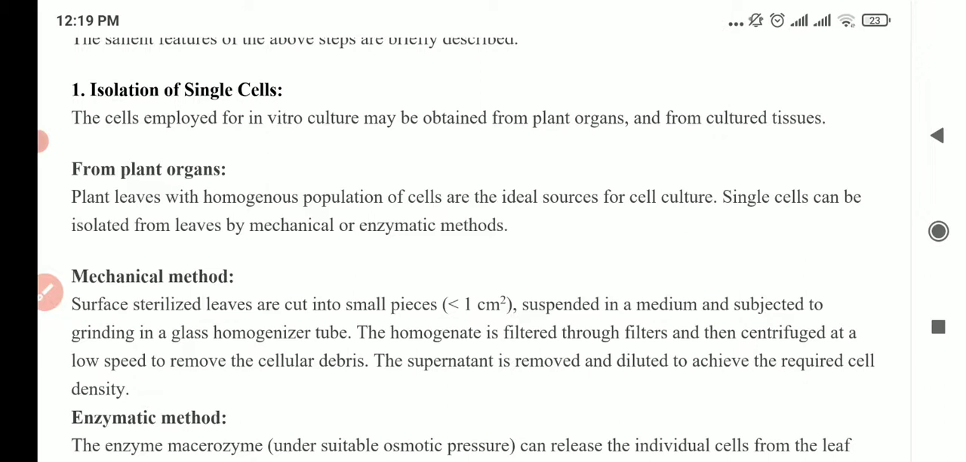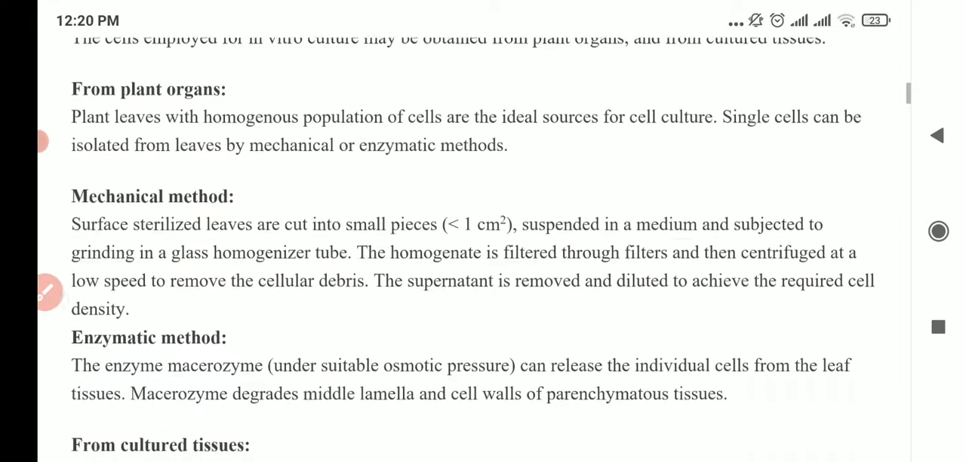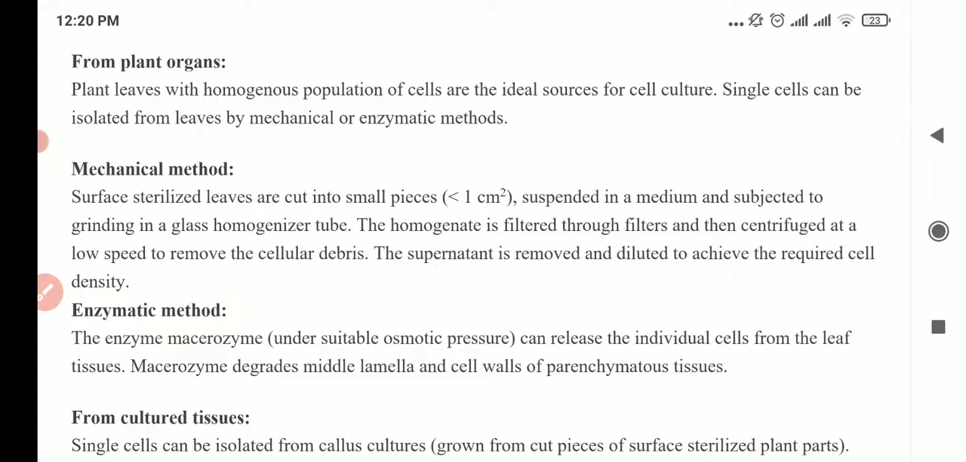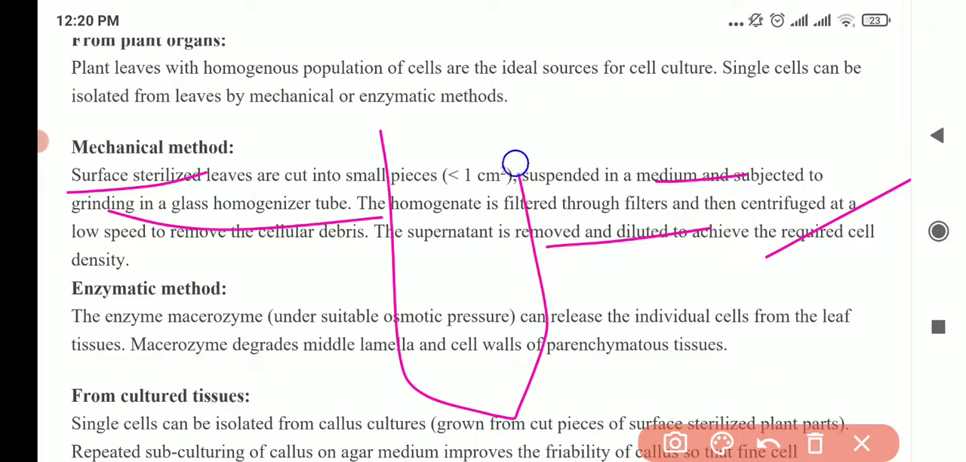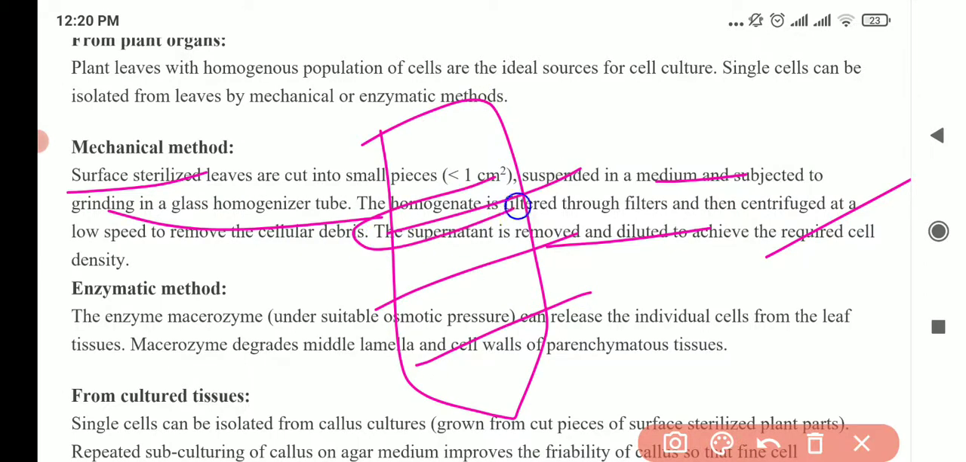Then you can take them from plant organs also. So what is the method? You clean them first, so surface sterilize them, and then in the medium you grind them in a homogenizer tube, okay? You have to grind to release the cells. Then you filter them and you centrifuge so that you get the different layers. Remember, when you centrifuge, you get different layers. So the cells will be here, and all down will be all useless junk, no?